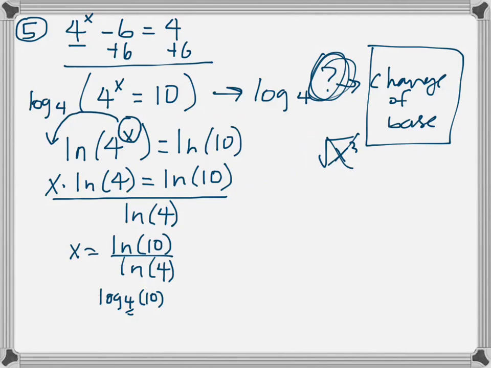So if we punch this into the calculator, make sure that whenever you type this into the calculator, you shut those parentheses before you hit divide. Otherwise, it won't give you the right answer, and we should get about 1.661.